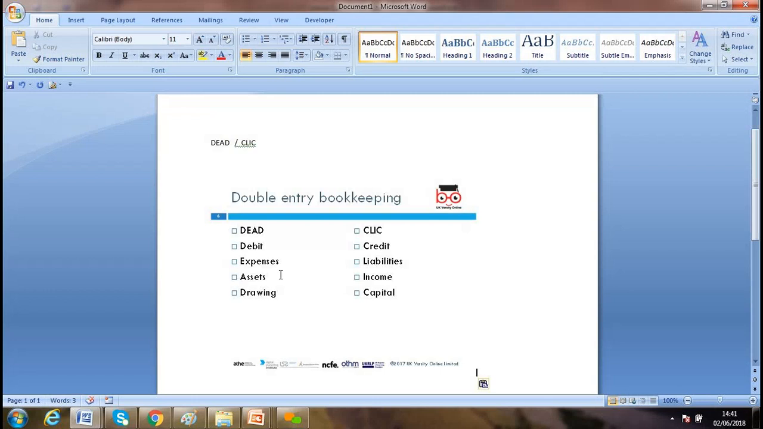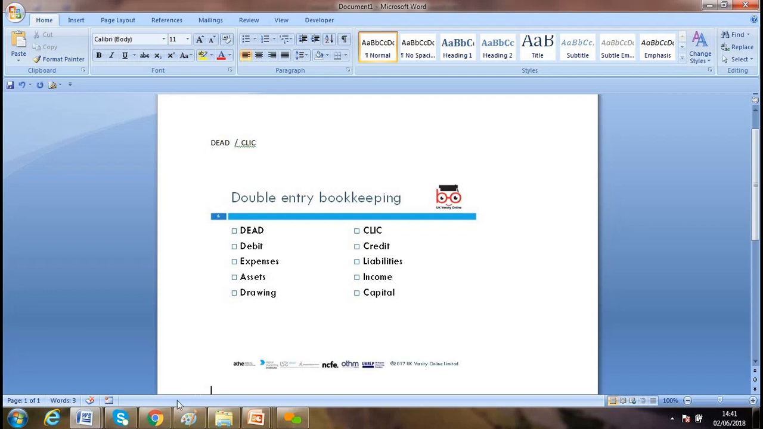D stands for debit, E stands for expense, T stands for asset, D stands for drawing. What is meant by drawing first? Drawing means something drawn for personal use from the business. Some money you have drawn for personal use, that's called drawing. Next, C stands for credit, L stands for liabilities, I stands for income, and C stands for capital. We call it debt click.